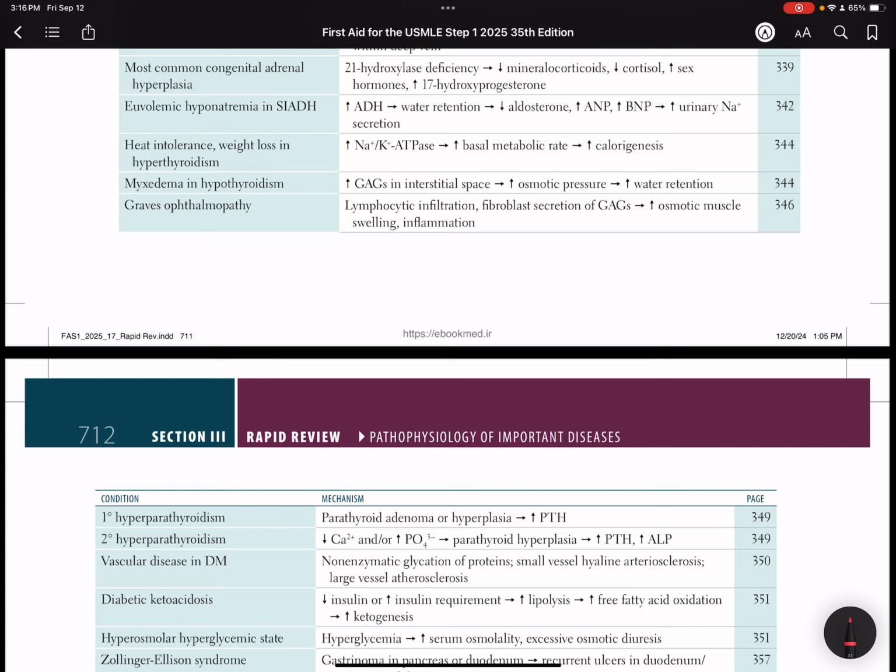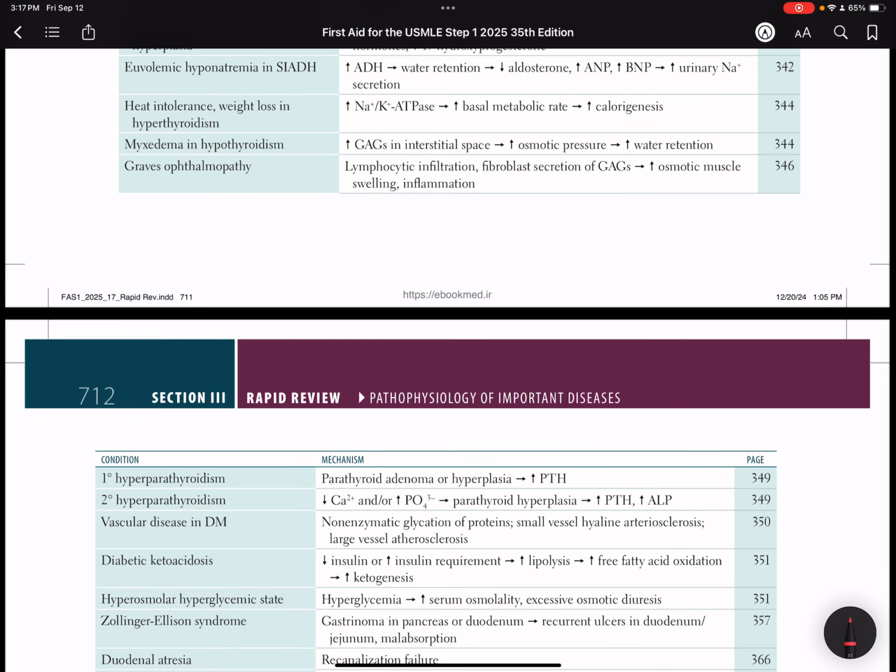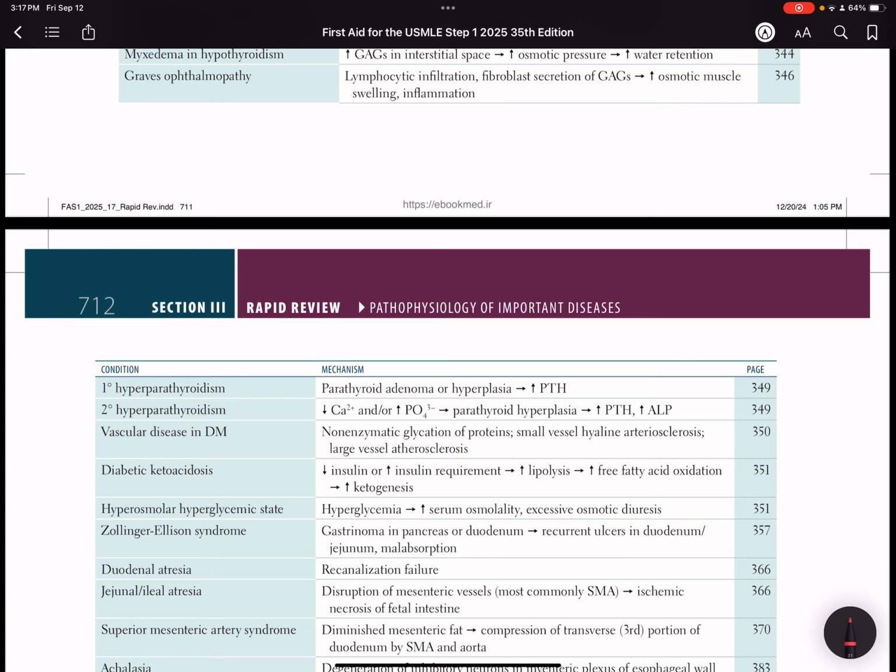What causes heat intolerance and weight loss in hyperthyroidism? Basically, you have increased sodium potassium ATPase. Increased sodium potassium ATPase leads to increased basal metabolic rate, leads to calorigenesis. Myxedema in hypothyroidism is caused by increased GAGs in interstitial space, causing increased osmotic pressure, increased water retention.